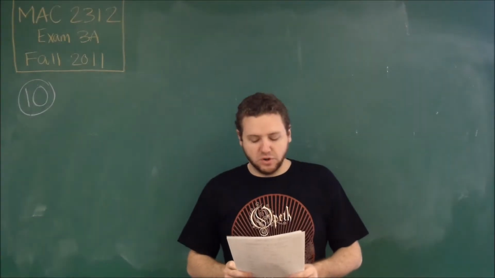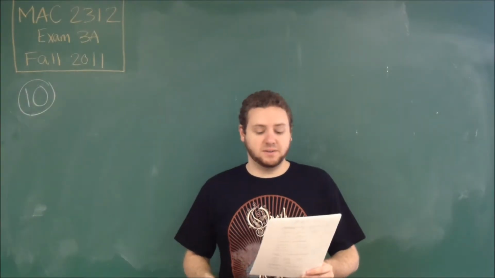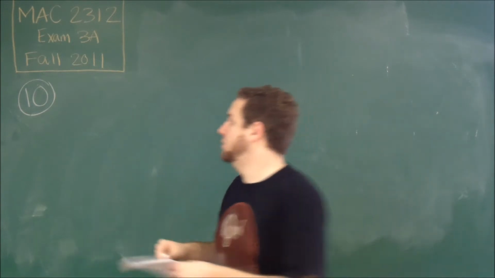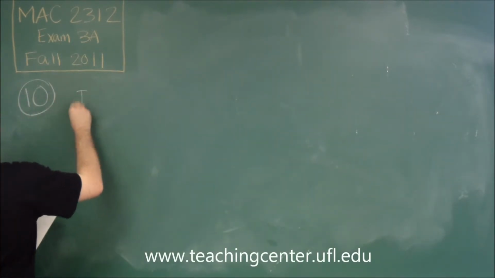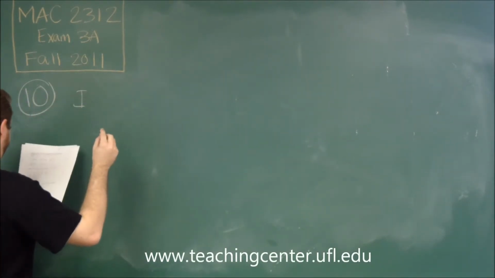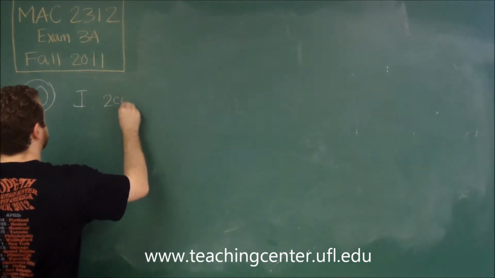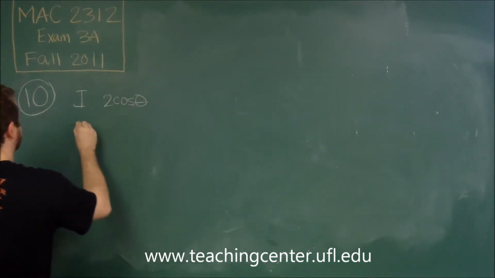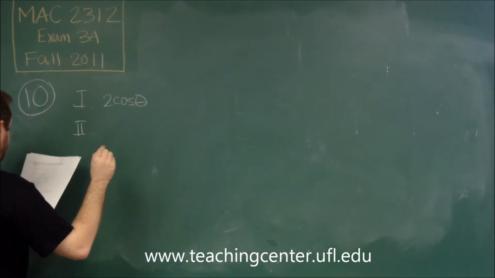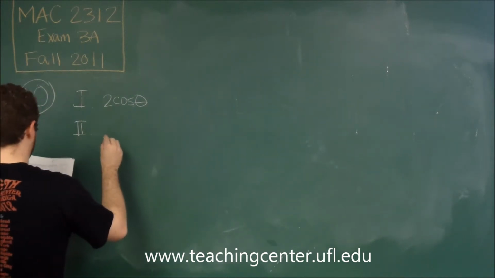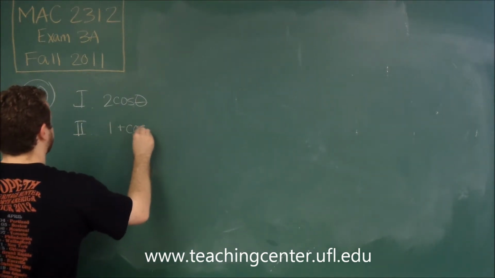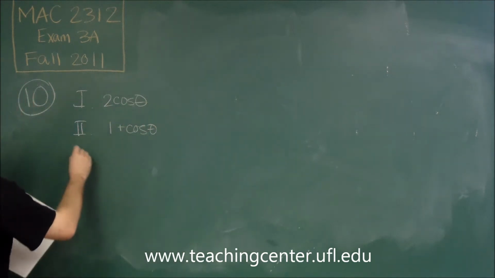In number 10, we have 4 graphs, and we want to know which do not intersect the third quadrant. So let me write down all the graphs first. So we have letter I is R equals 2 cosine theta. Number 2 is R equals 1 plus cosine theta.